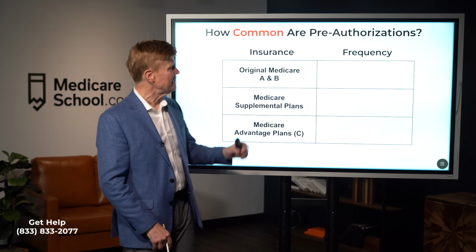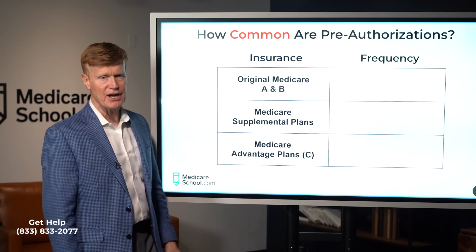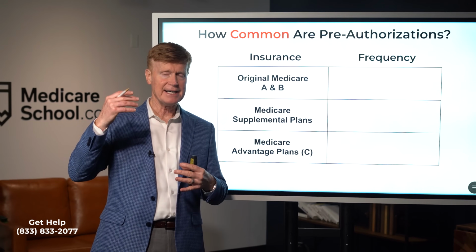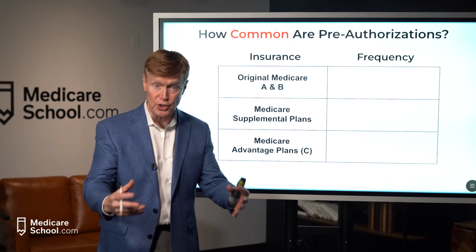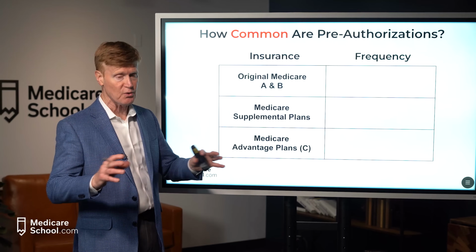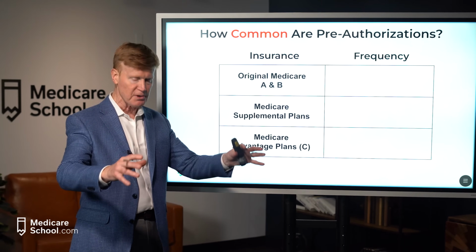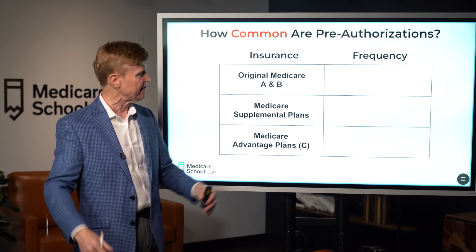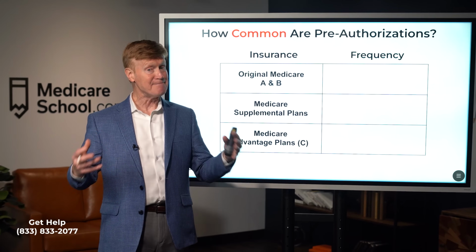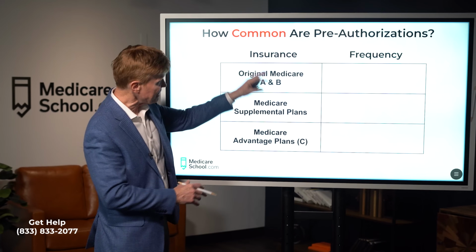But now let's talk about really how common are pre-authorizations. What type of insurance you have will determine how frequent you'll have to undergo this pre-authorization process. So let's first off talk about the options now. And of course, I'm addressing those of you that are either approaching Medicare eligibility or already on Medicare. And so first insurance option here would be original Medicare A and B. So if we're in this system, that's our insurance.